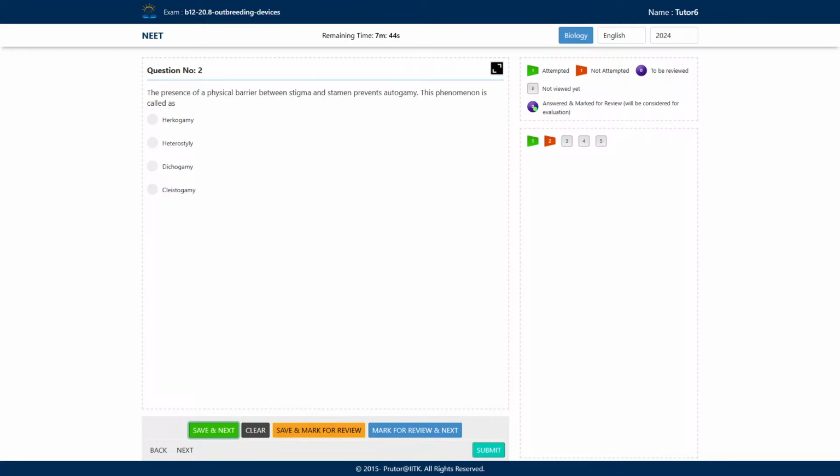The second question: the presence of a physical barrier between the stigma and stamen prevents autogamy. This phenomenon is called A. Hercogamy, B. Heterostyly, C. Dichogamy, and D. Cleistogamy.